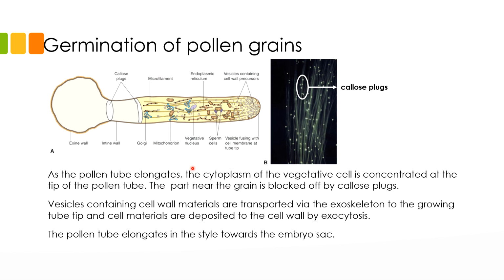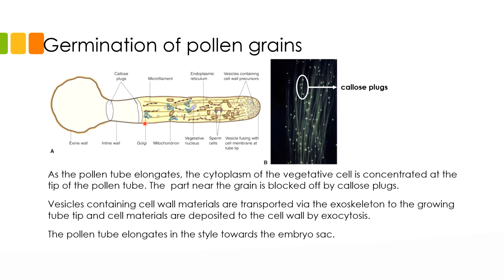The pollen tube elongates in the style to reach the embryo sac. As the pollen tube elongates, the cytoplasm of the vegetative cell is concentrated at the tip of the pollen tube, and the part near the grain is blocked off by callose plugs, as indicated by these white structures that you see right here. What is the purpose of these plugs?